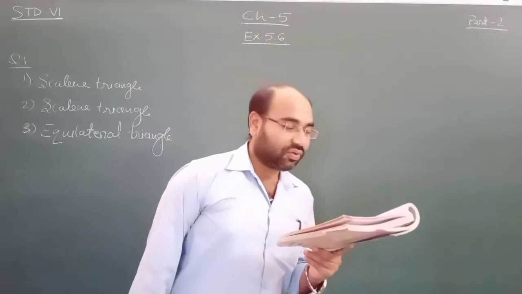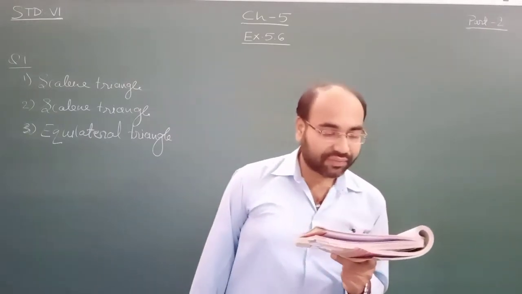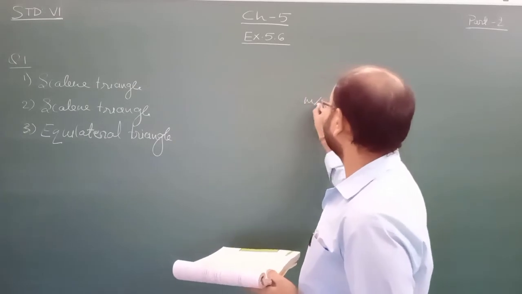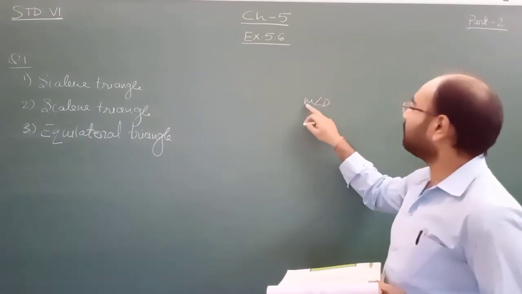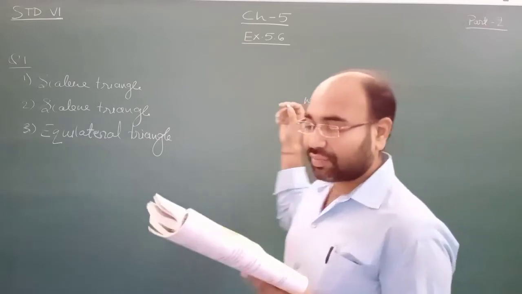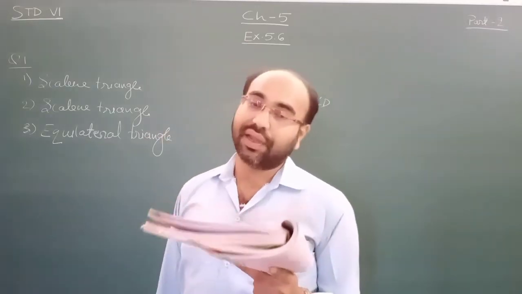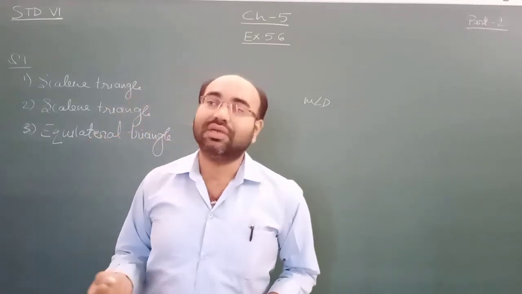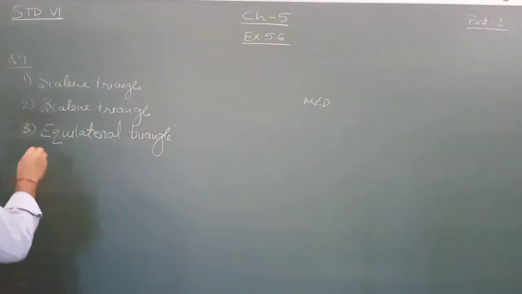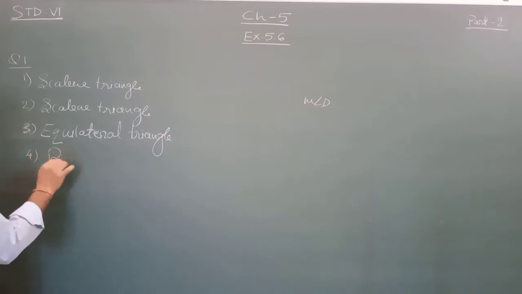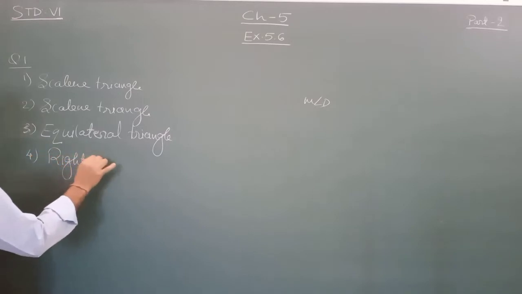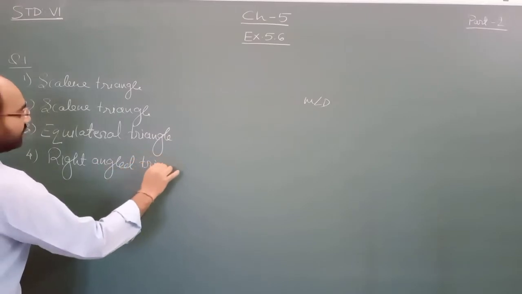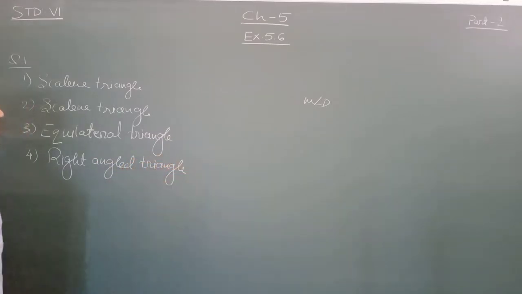Let us come to the fourth one, triangle DEF with measure of angle. See, M angle D means you have to read it as measure of angle D. So measure of angle D is equal to 90 degree. It has been given. Now a triangle in which one angle is 90, so that triangle will be called as what? It will be called as right angle triangle.